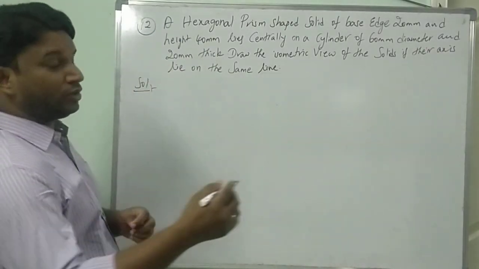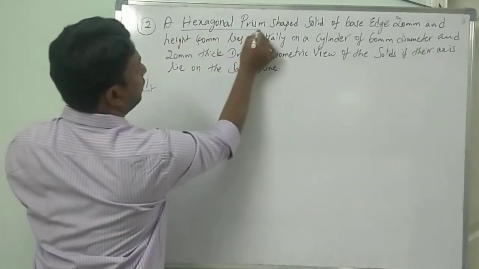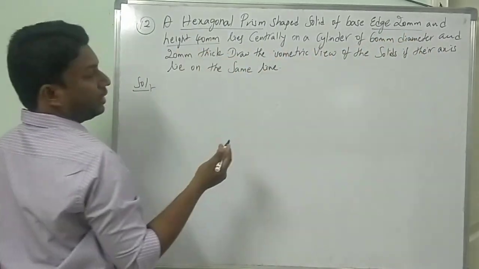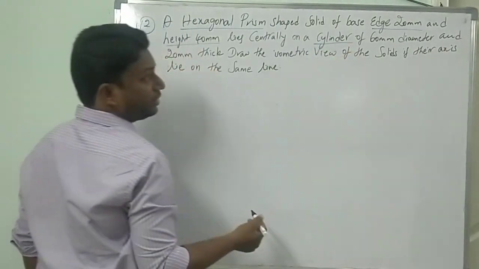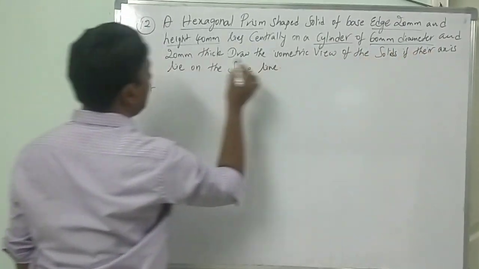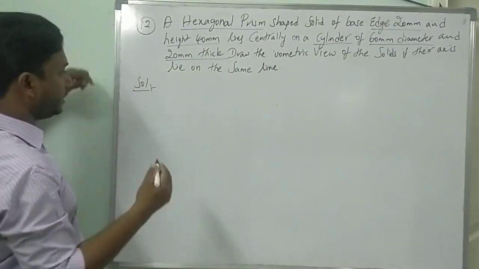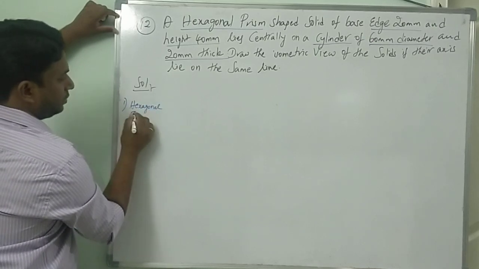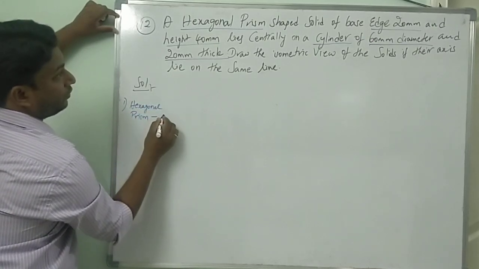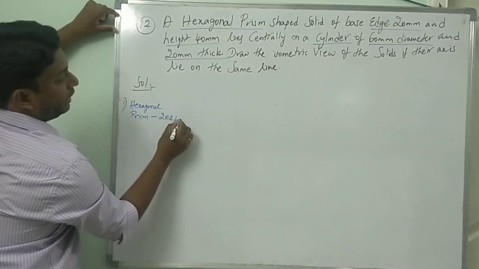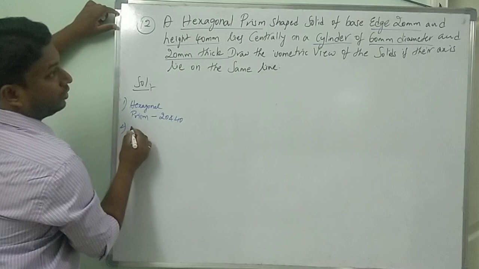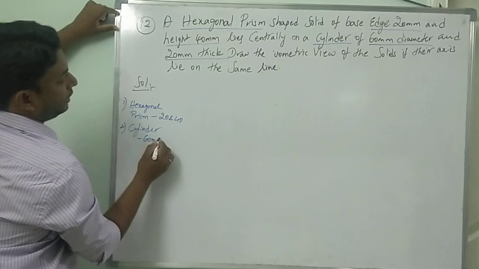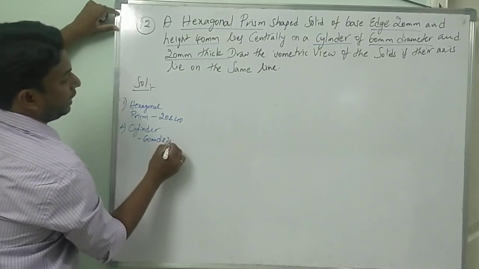Simple here, we will review the question with the objects. First one, a hexagonal prism with base edge 20 mm and height 40 mm lies centrally on a second solid, a cylinder of 60 mm diameter and 20 mm thick. Two solids here. First one is the hexagonal prism of dimensions 20 and height 40. Now the second one is the cylinder. What are its dimensions? 60 mm diameter and 20 mm thick.